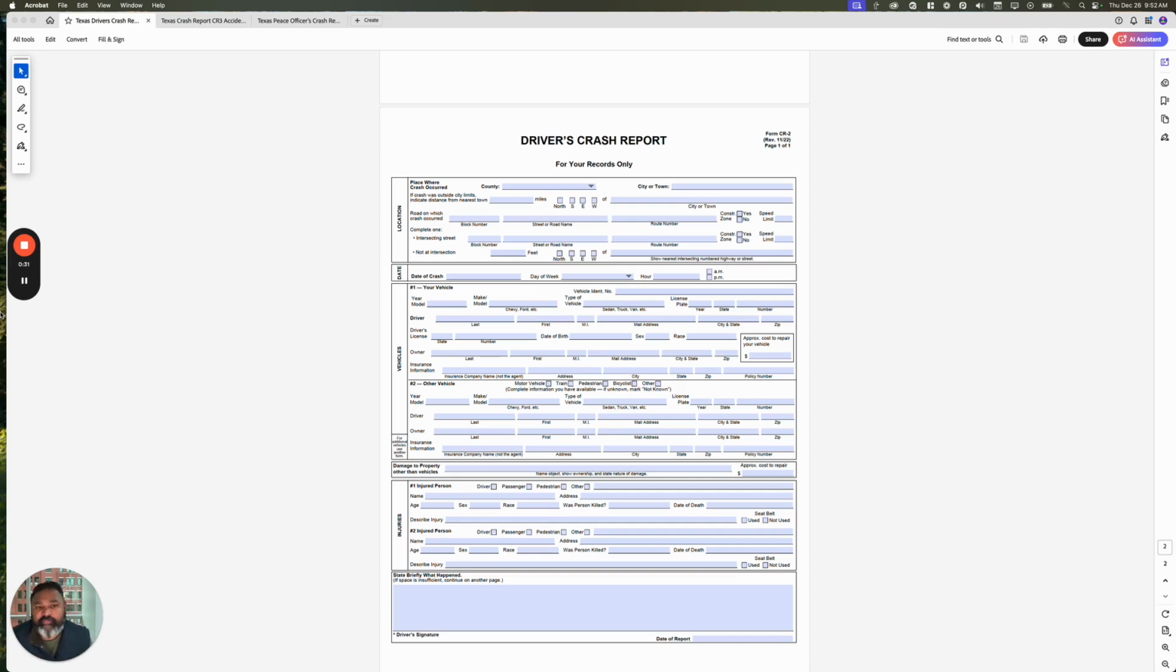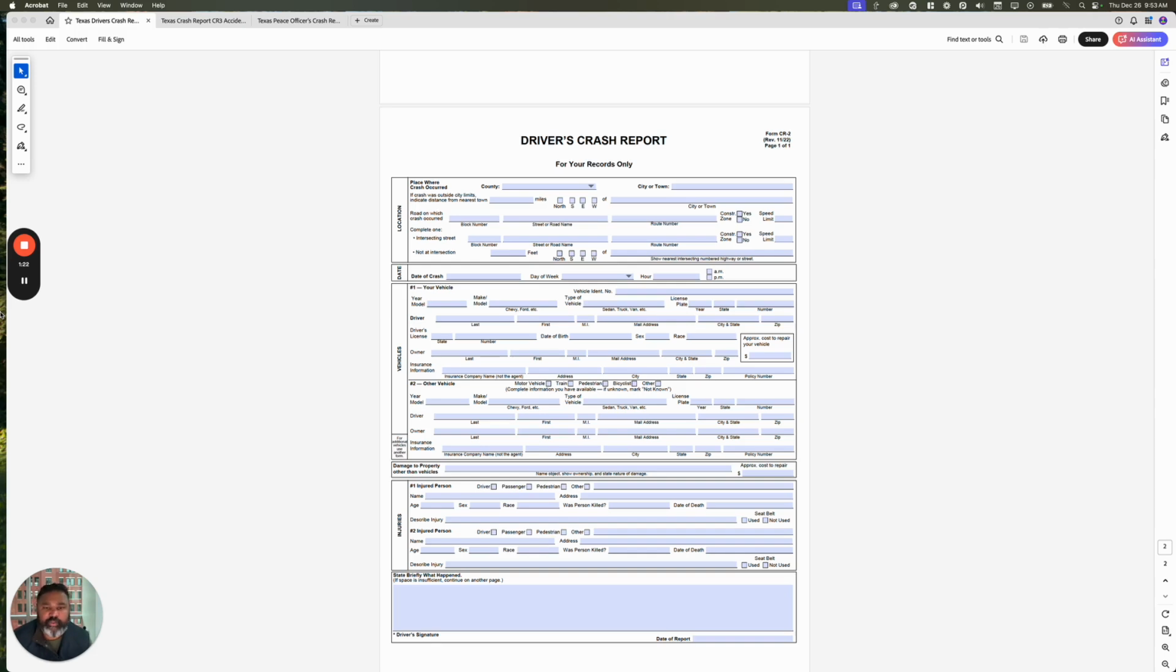reports. So the first type of crash report is the CR2 crash report. Now, this used to be maintained by TxDOT. It is no longer maintained by TxDOT, making it a little bit harder to find. They are available on our website. They're also available at your local police department. They're often called blue forms, but they're essentially a form that a driver would fill out after an accident.